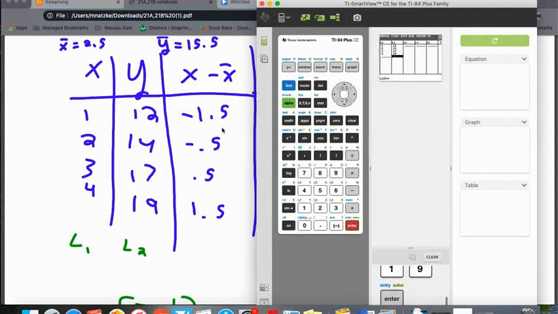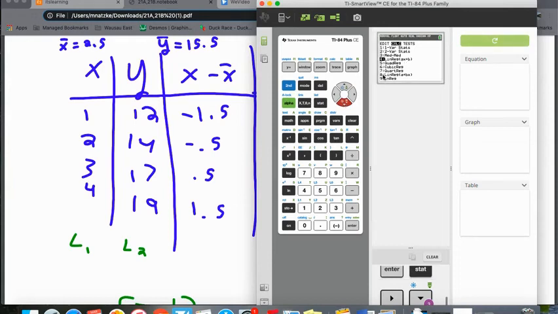Now to get your correlation coefficient, your R, you go to stat, over to calculate, and you're going to do linear regression. Now there's two options for linear regression. There's number 4 and there's number 8. It really doesn't matter which one you do. This one looks more like mx plus b. This would be like y-intercept plus slope times x. So I'm just going to use number 4 this time.